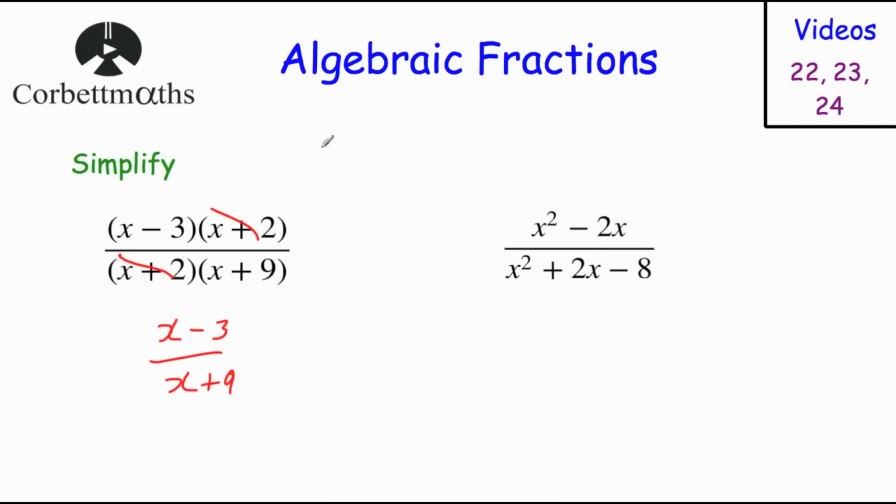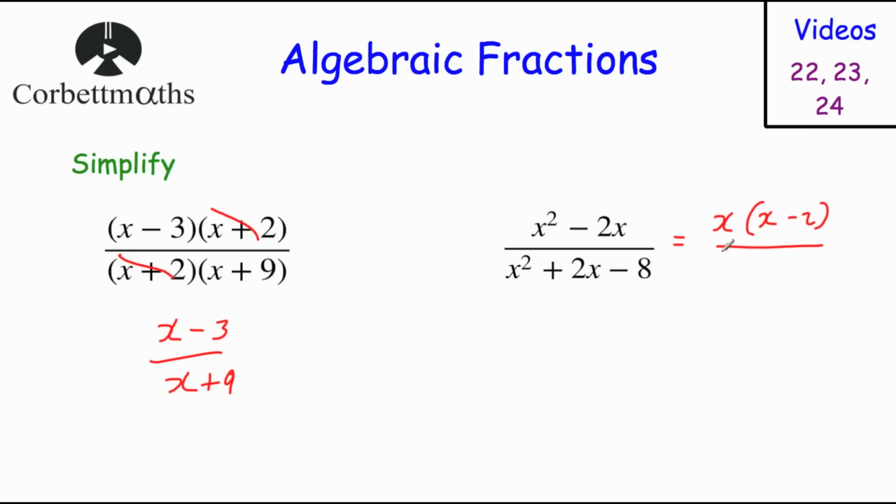Okay, so our next question is to simplify x squared minus 2x over x squared plus 2x minus 8. So this time we've got to factorise before we can cancel it down. So let's factorise it. Our numerator, we can just take x out as a common factor. So that's going to be x bracket, and then if we divide both of these by x, we get x minus 2, close brackets.